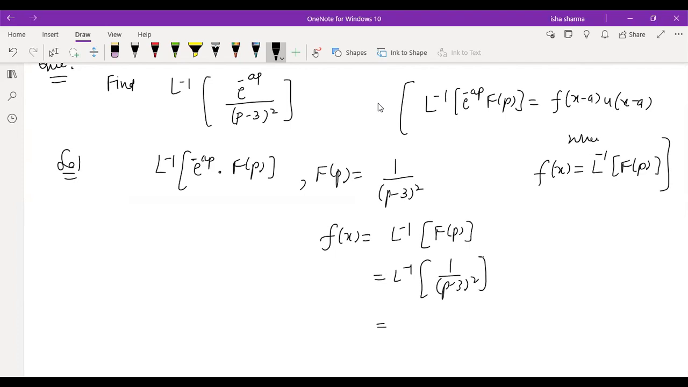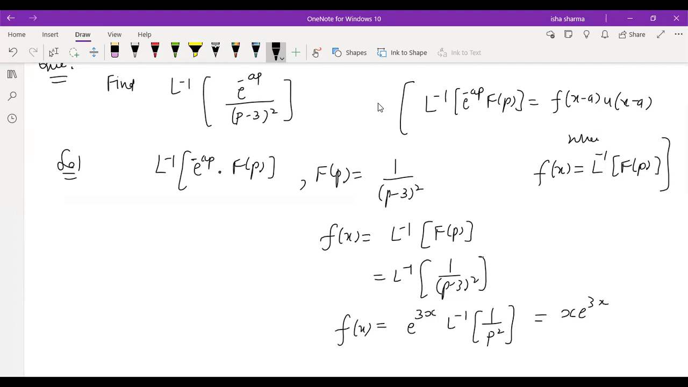So this, you will be using the first shifting theorem. First shifting theorem was e raised to power 3x L inverse of 1 over p square, so p is changed to p minus 3. So आप L inverse 1 by p square का find करो और minus 3 से जो है उससे हमारे e raised to power 3x का फैक्टर आ जाएगा. And Laplace inverse of 1 by p square is x. So I got my f(x) is x into e raised to power 3x.